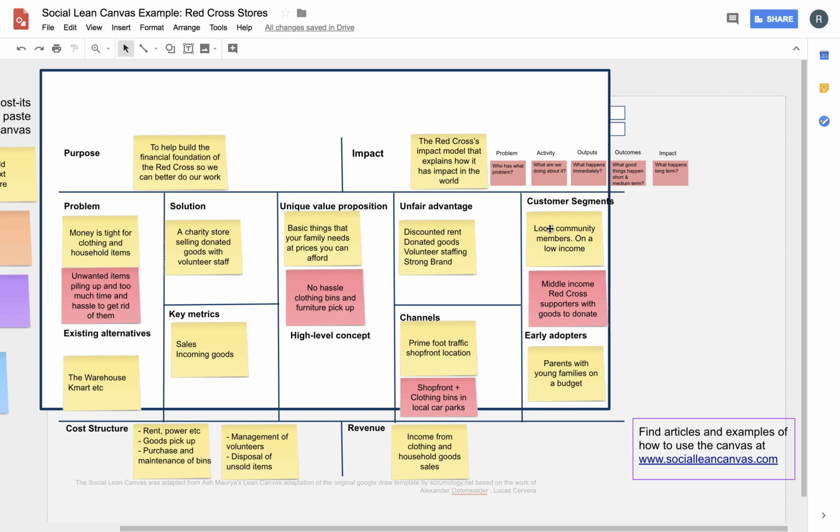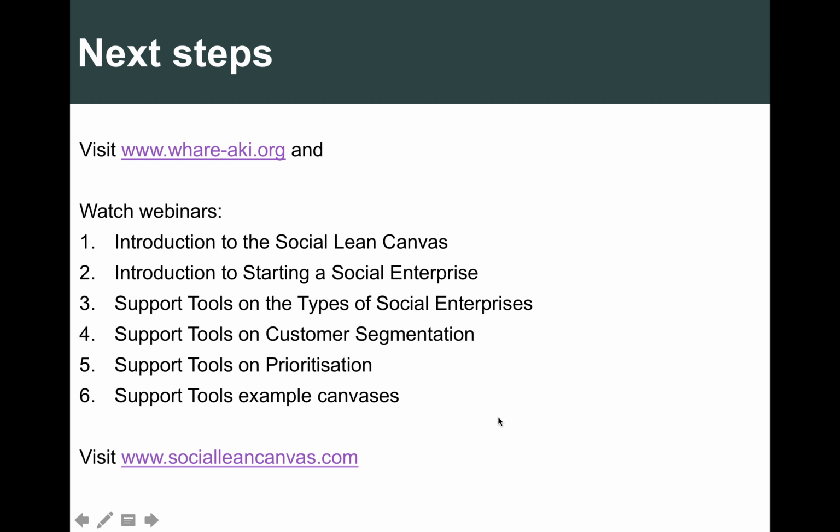So that's the canvas in its totality. Hopefully that was instructive. And there'll be some other examples of canvases to look at on the Whariaki website as well. Where did that disappear to? There it is.